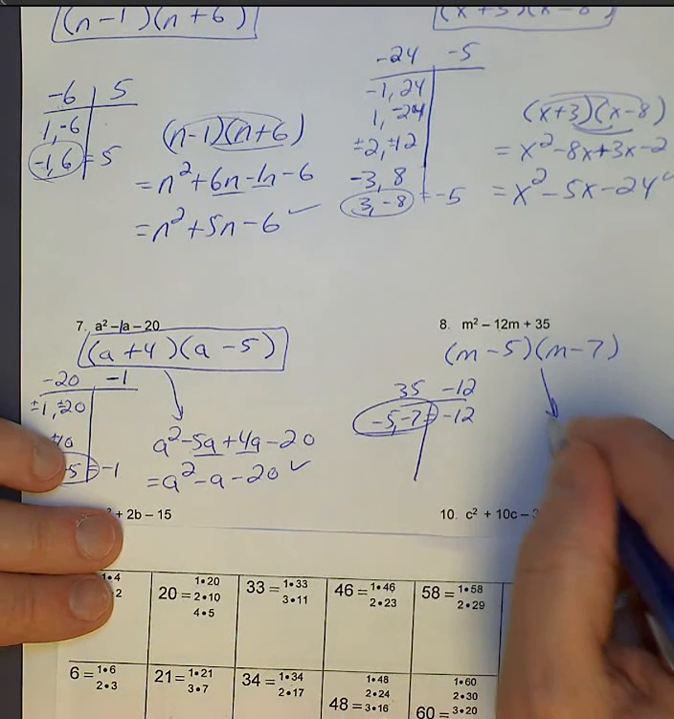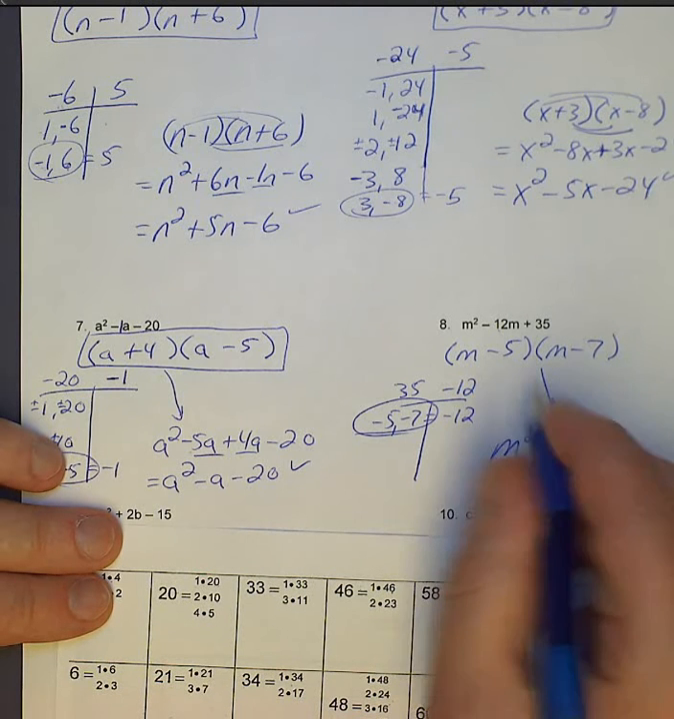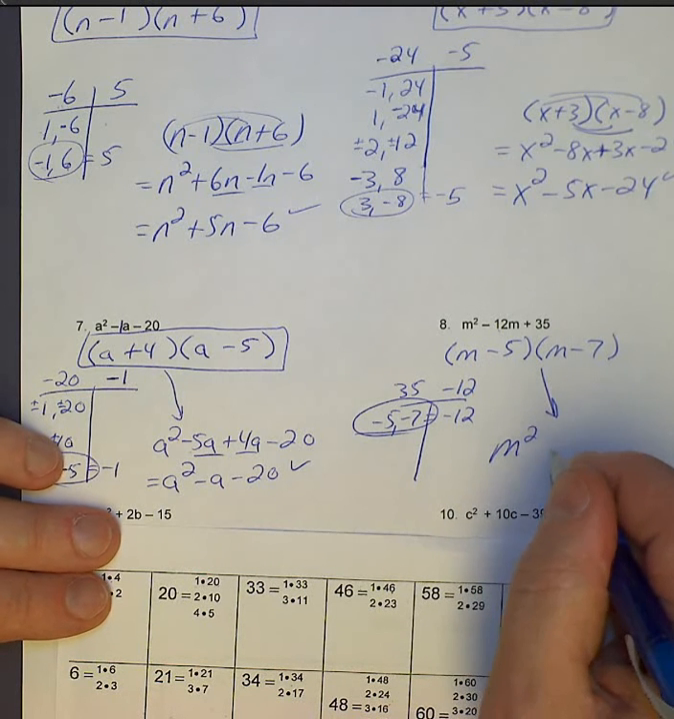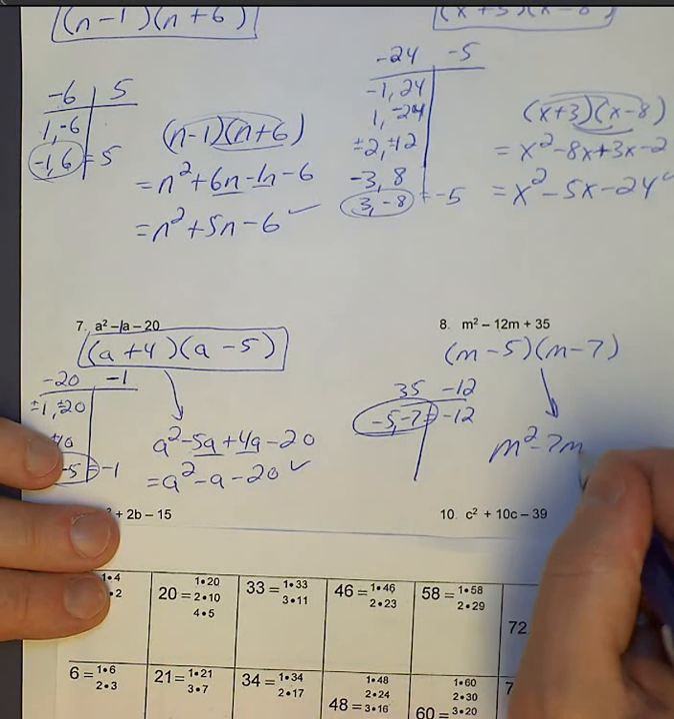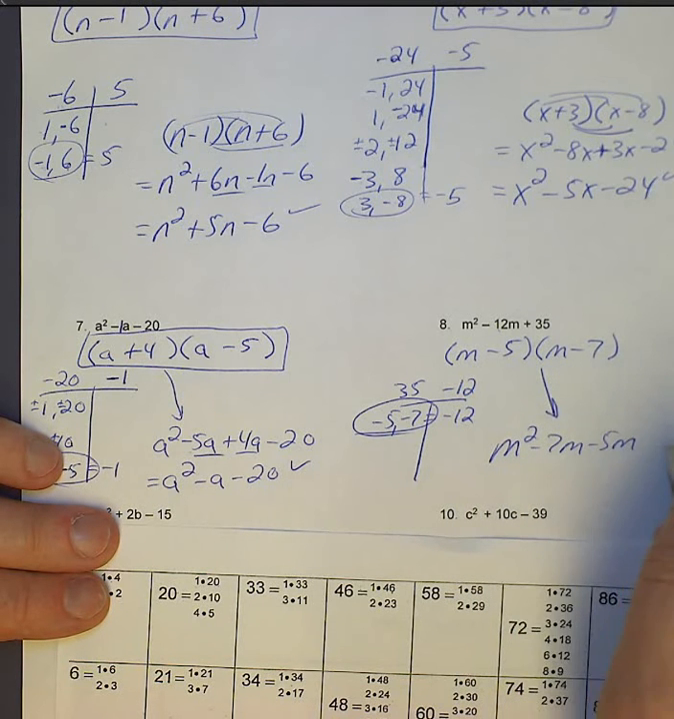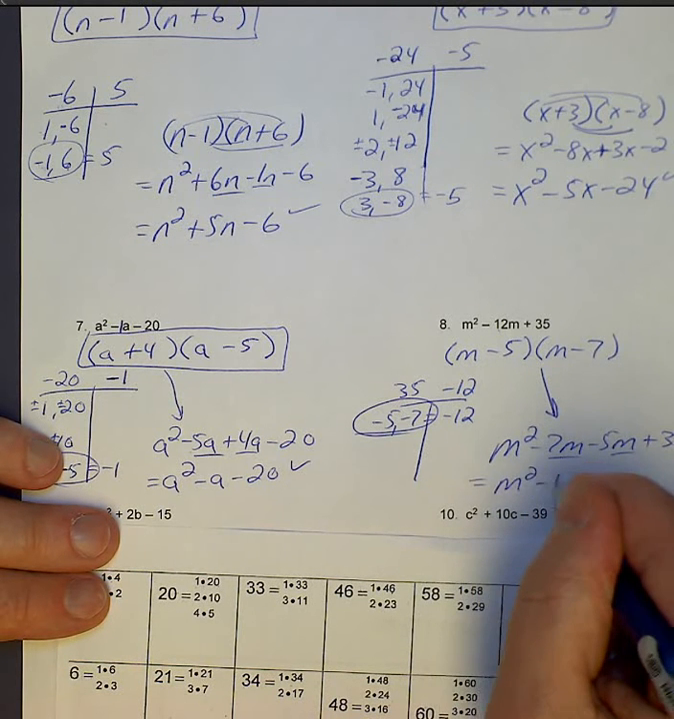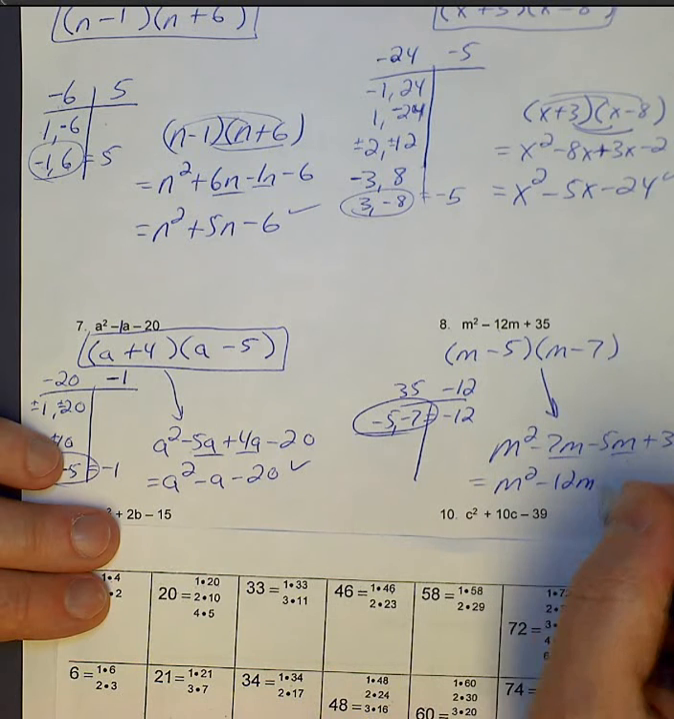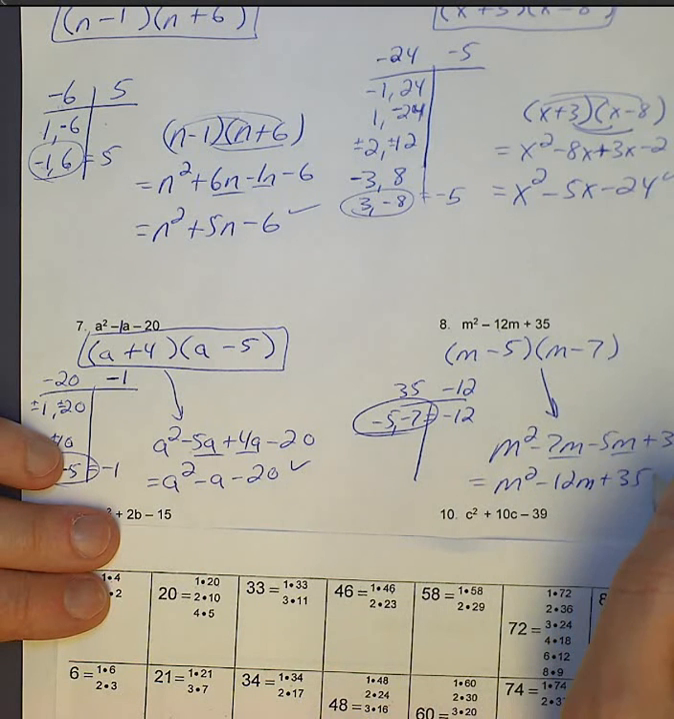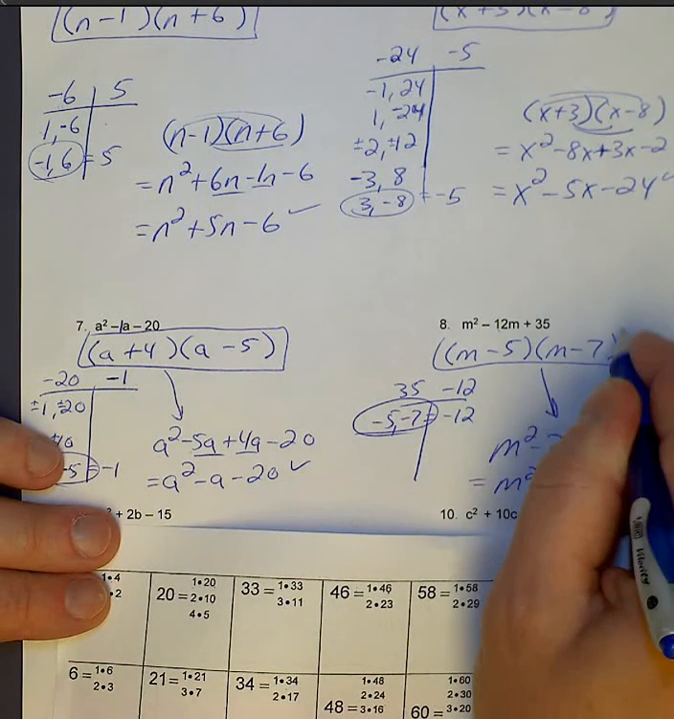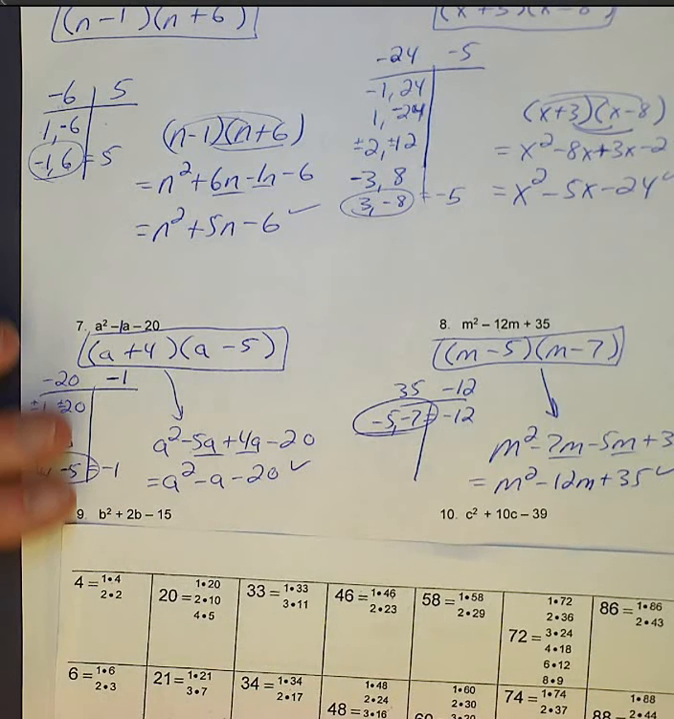I'm going to check it, saying m squared, outside term negative 7m, inside minus 5m, plus 35. Combine my like terms, I get m squared minus 12m plus 35. That checks. Those are my binomial factors.